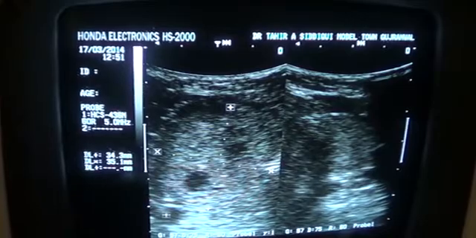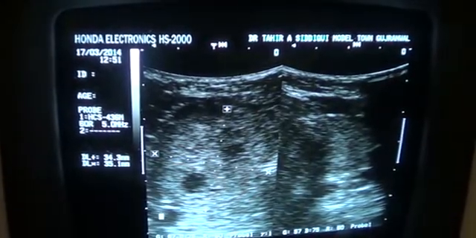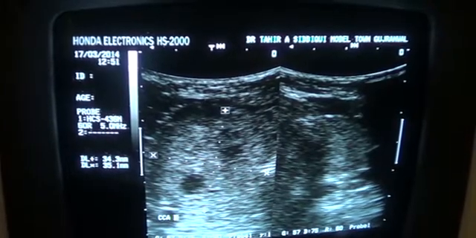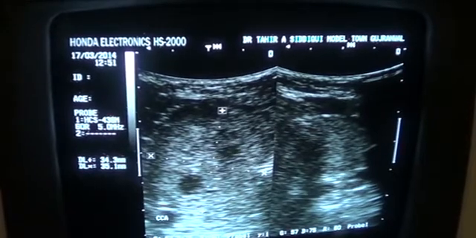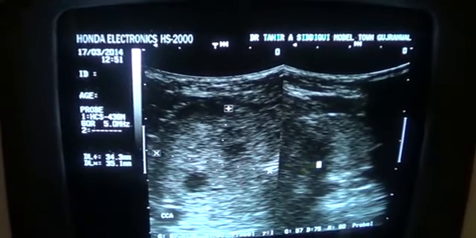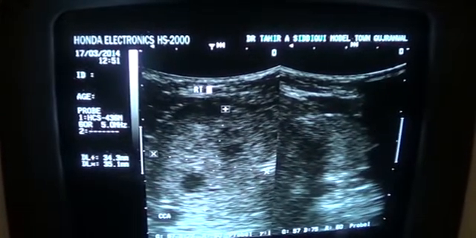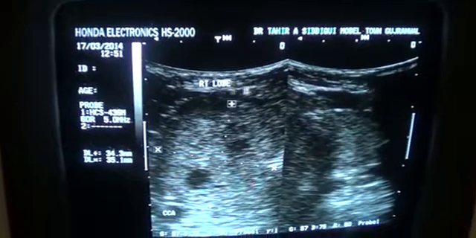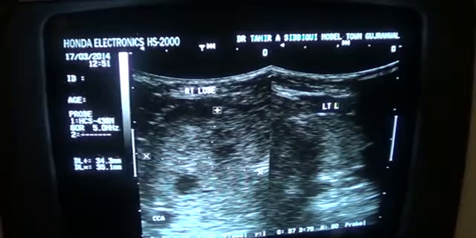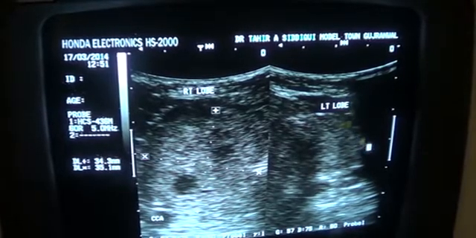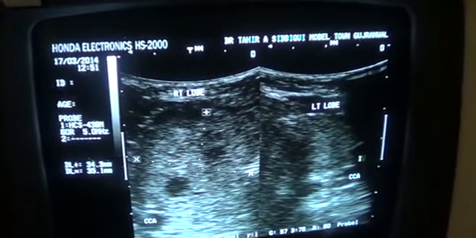This is the common carotid artery in transverse section, and these are diffuse cystic areas within the solid echogenic mass that we are studying. And this is the right lobe of the thyroid. This is the left lobe of the thyroid. And this is the common carotid artery, internal jugular vein.